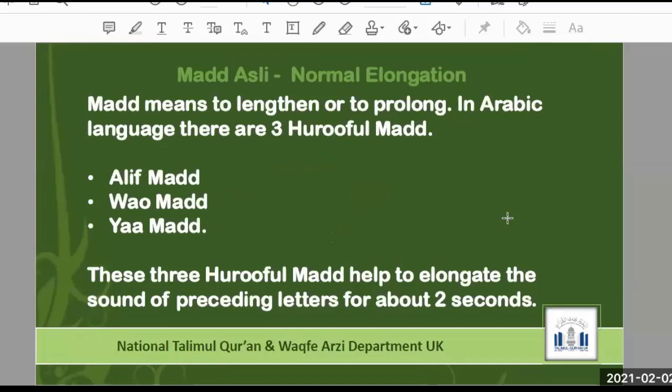Okay, this is talking about mad asli, the normal elongation. Mad means to lengthen or to prolong. So in Arabic language, there are 3 haruful mad, alif mad, waw mad, and ya mad. These 3 haruful mad help to elongate the sound of preceding letters for about 2 seconds.